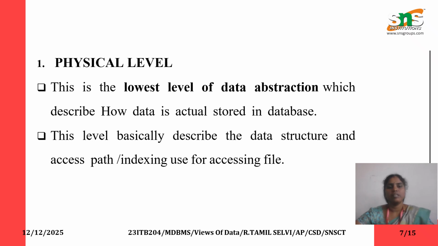First one, physical level. This is the lowest level of the data abstraction. The physical level describes how the data is actually stored in the database, including file structures, indexing and access path. This level is mainly handled by DBMS developers, not by the end user, because this level basically describes the data structure and the access path used for accessing the files.